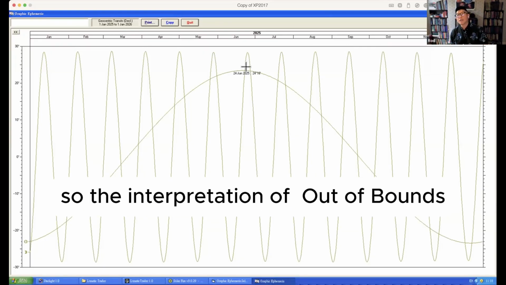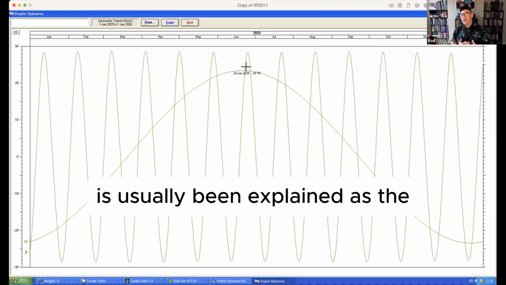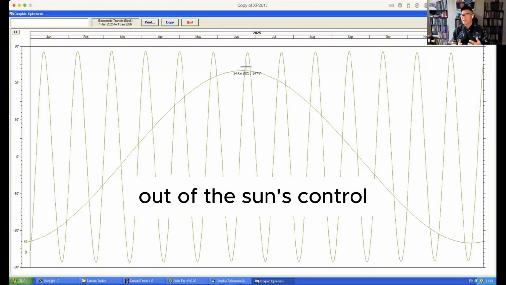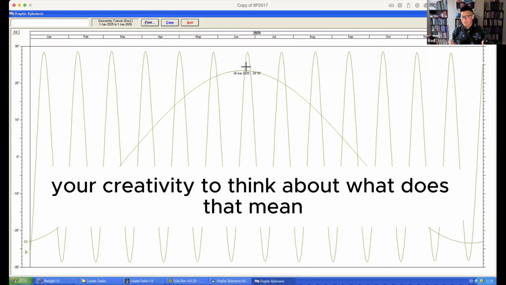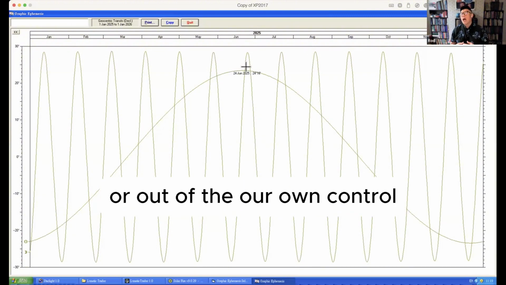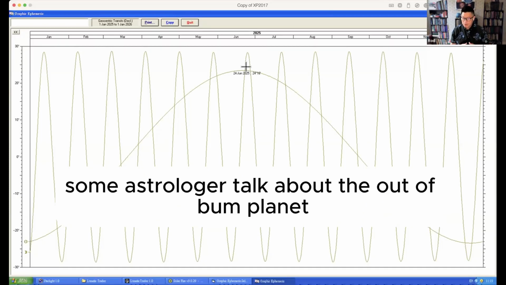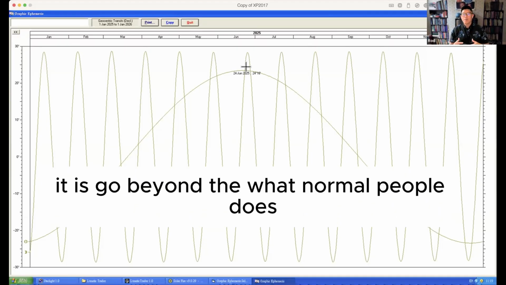Okay, so the interpretation of out of bounds is usually explained as being out of the Sun's control. Now we can use your imagination and creativity to think about what that means: out of the Sun's control, out of the authority's control, or out of our own control. So usually some astrologers talk about an out of bounds planet as a wild horse. It goes beyond what normal people do.